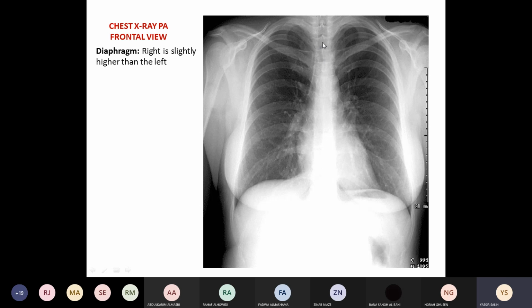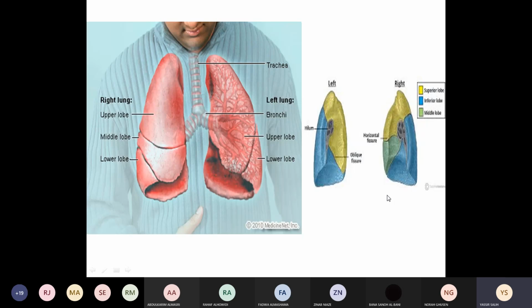The trachea is in the center. Notice the air here; this is the trachea, and then it divides into right and left main bronchus. The right hemidiaphragm is higher than the left one by about 2.5 centimeters. This is the right costophrenic angle. This angle is important because if it is obliterated, it indicates abnormality. This is the right and left costophrenic angle.